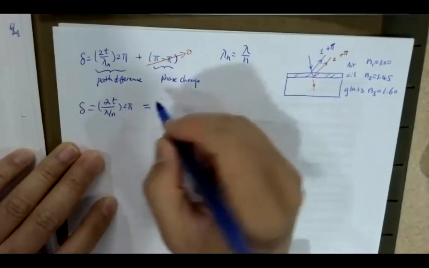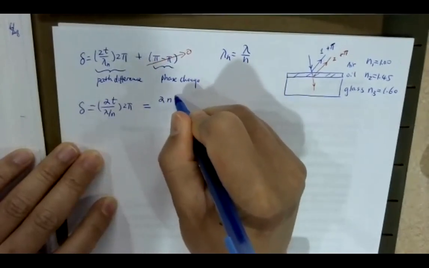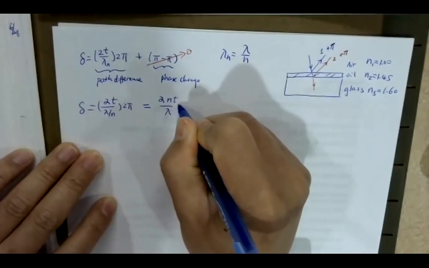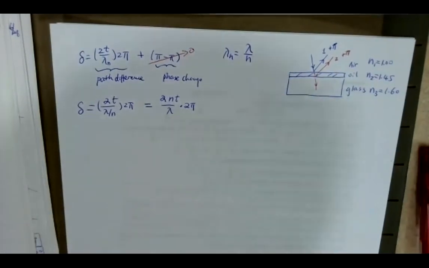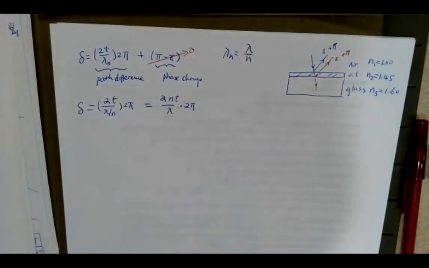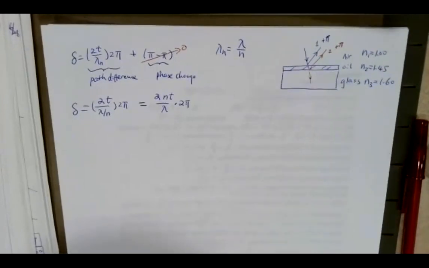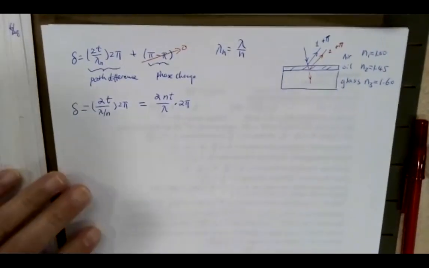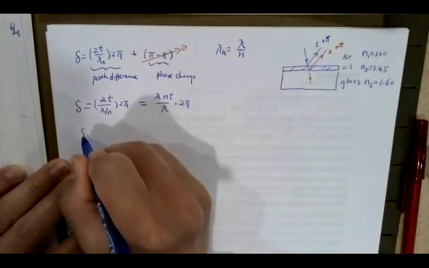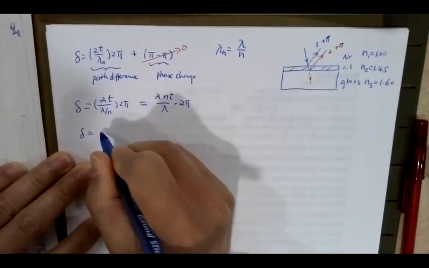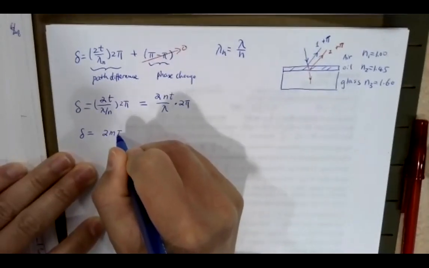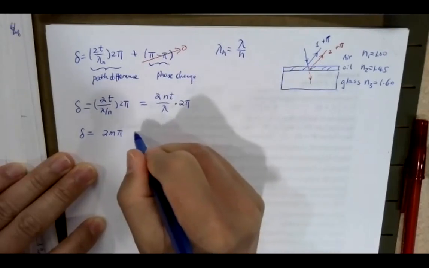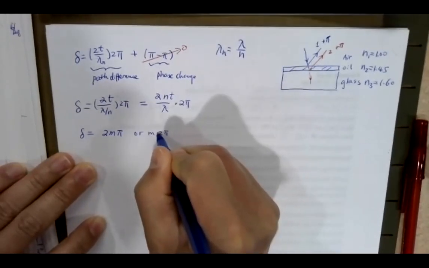Now let me just leave 2 pi there. So this will be 2 times n times t over lambda, times 2 pi, for the phase difference of the two rays. Now it tells us there are two light waves that are predominant. That means they are constructive interference. So we'll set the phase difference of the two rays equal to 2 times m times pi, or you can say m times 2 pi, either way.